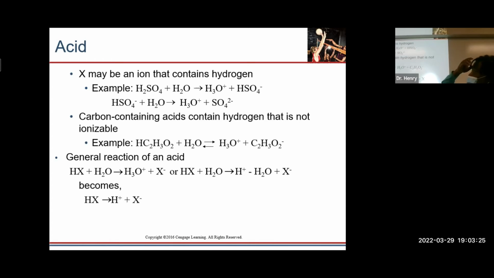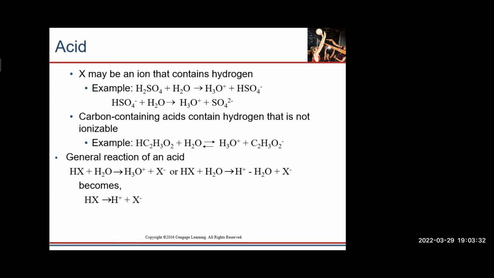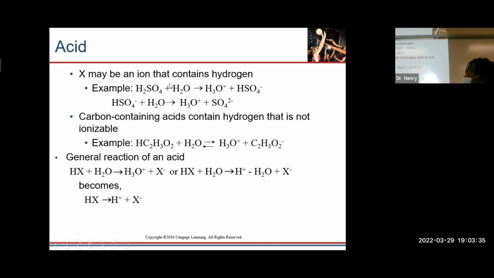Okay, so this is an example of a polyprotic acid. Polyprotic basically means multiple H pluses, right? So in this case, we have two H's to give. One of the H plus goes with the water to form the hydronium ion, and then we get the hydrogen sulfate. And then eventually the hydrogen sulfate ion is going to donate its H plus to water, and then you get the hydronium ion, and then you're going to get the sulfate ion.